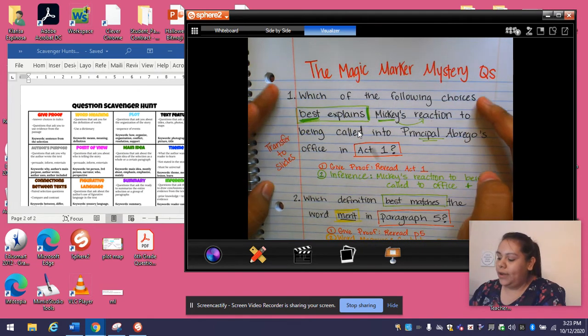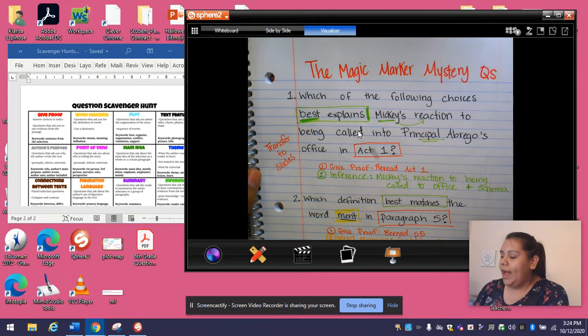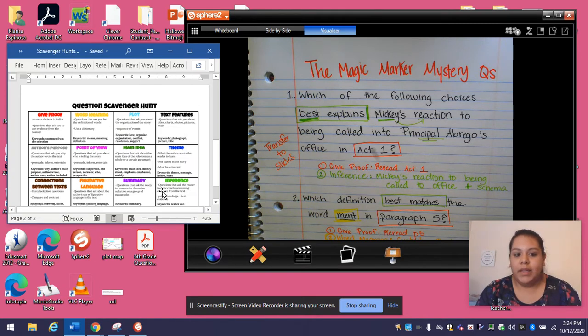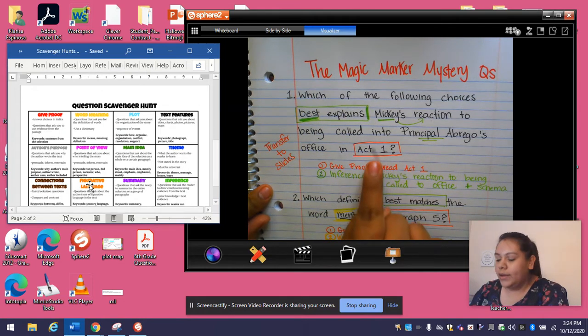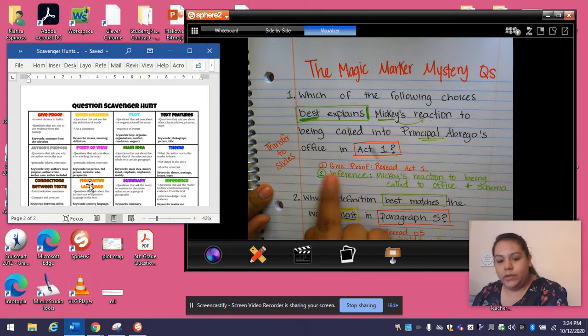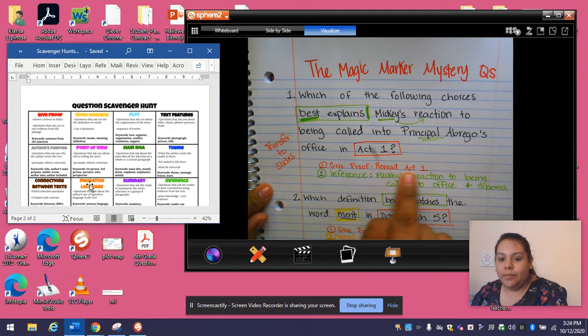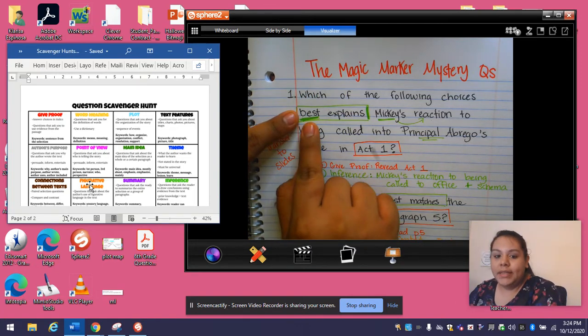And then you're going to write down first what's in black. Which of the following choices best explains Mickey's reaction to being called into Principal Abrego's office in Act 1? Now, we have our different colors, and that's why I have this displayed right here. The give proof, the inference, and all of the skills that we need. Now, if I see right here, Act 1, this is telling me exactly where to go. So I know that my first skill is 1, give proof, and I need to reread Act number 1.